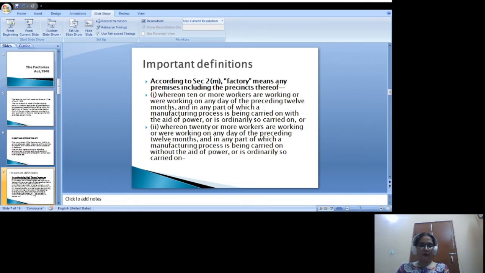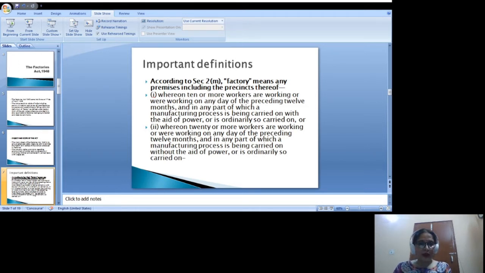That is, number of workers is now 20 or more workers, working or were working on any day of the preceding 12 months, and in any part of which a manufacturing process is being carried on without the aid of power. But here the power is not applied, meaning power is not used for the manufacturing process. See, when you have 10 or more workers, you are using the aid of power. Now, when you have 20 or more workers, you are doing the manufacturing process without the aid of power. This is the main difference between these two definitions of factory.